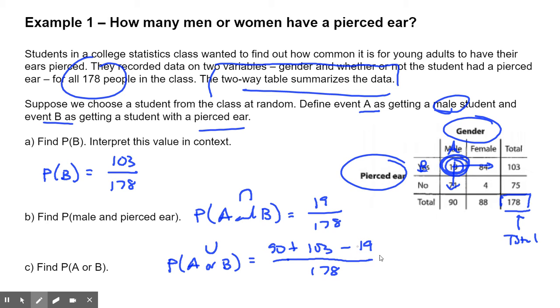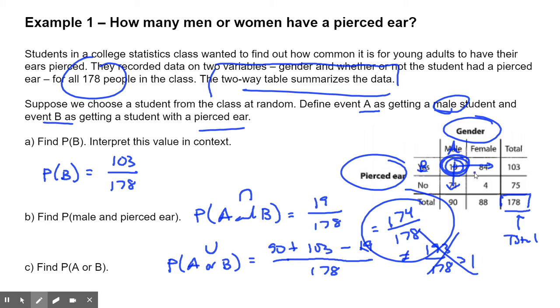Again, say you didn't do the minus 19. 90 and 103 is 193. This cannot equal 193 over 178 because that would be a number bigger than 1. That's not a proper probability. So you need to subtract the 19 and you will get a probability of 174 out of 178. Notice that all that you're not counting is this. You're not counting the 4 females that don't have their ears pierced. So notice that that is the 4 missing. Hopefully this brings to light this idea of the and versus the or. And these are not mutually exclusive because there are males with pierced ears.